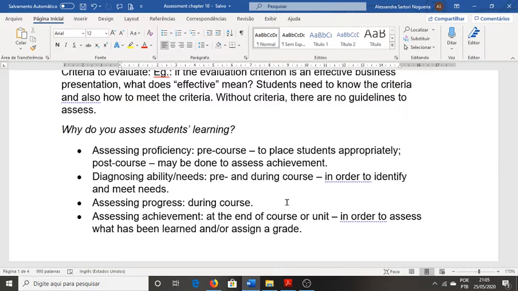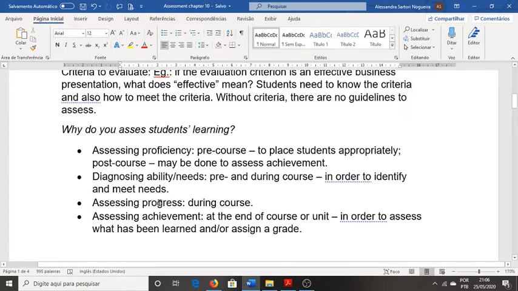Well, to assess their proficiency, you can do a pre-course test to place the students appropriately. So you know those, when you go to a language school, there are those placement tests, so that you know where the students are going to be placed. Basic, high intermediate, low intermediate, advanced. So this is why we need to take a test. A post-course assessment may be done to assess achievement. And why? Well, we live in a society that, I mean, you may have to do a TOEFL test. You may have to do a test to get a job, and so on.